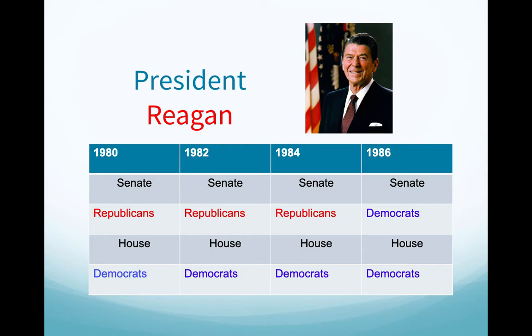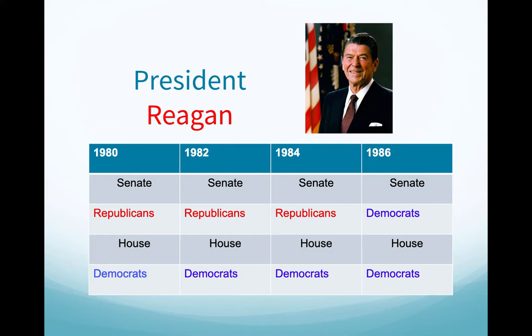Or next one. So the Senate is in charge of approving all appointments. So judges, Supreme Court justices, ambassadors, diplomats, they approve treaties. So if you're the president and you can only have one of these, you want to have the Senate.